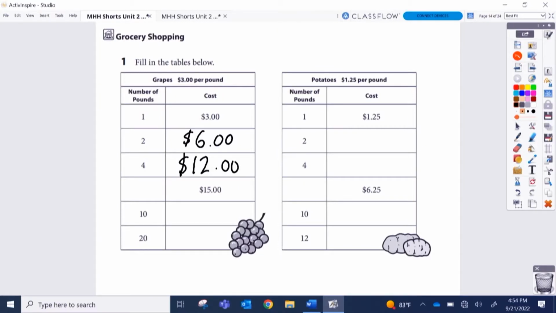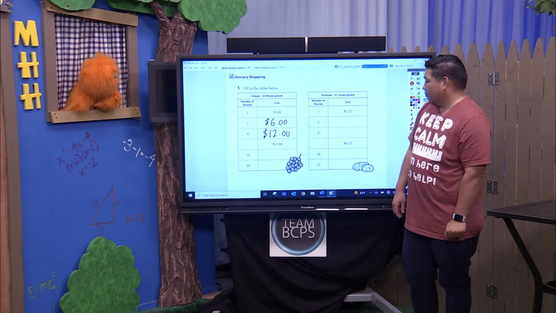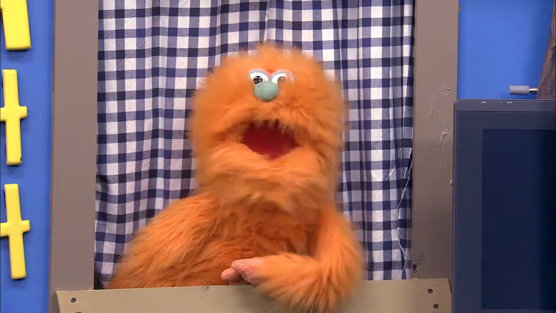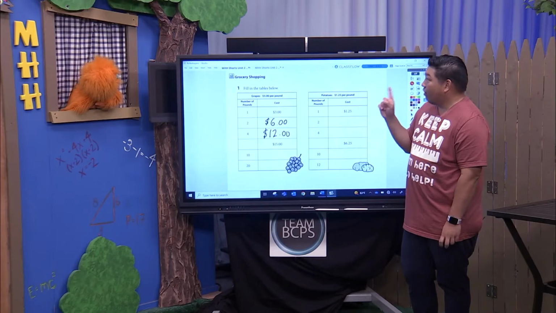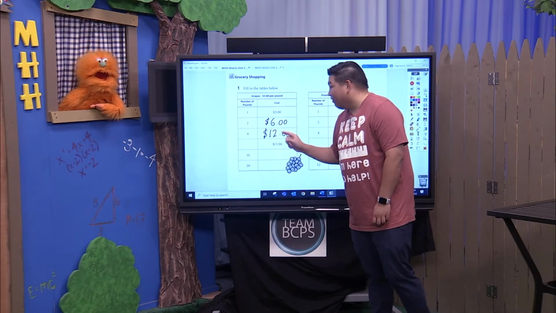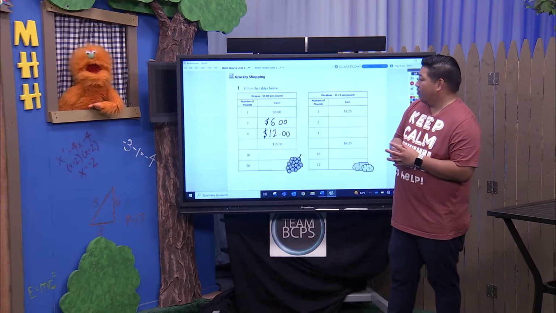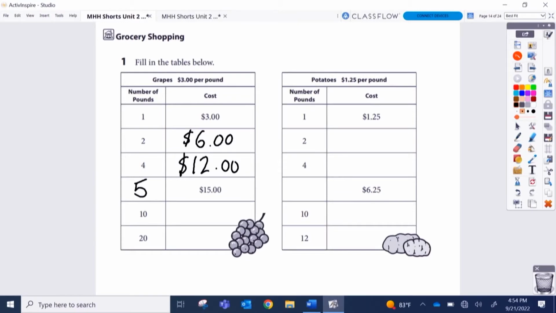Then we jump down to $15, but we don't know how many pounds that would be. So we have to figure out how many dollars there are between 12 and 15. From 12, 13, 14, 15, it's a $3 difference, and that's the cost of 1 pound. So 4 plus 1 is 5. So 5 pounds of grapes equals $15.